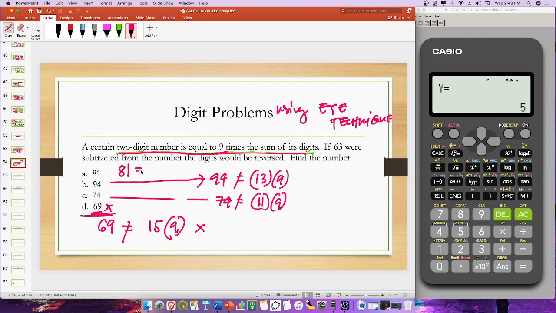Let's try the first number, 81. When the digits are added, that's 9, right? Multiply that by 9, that's 81. So that is the correct answer. See, you can easily solve the problem without doing mathematical analysis. Just use your I technique, and you need to know how to read. You need to know how to interpret these mathematical sentences. That is called interpretation of mathematical sentences, and then converting that to a mathematical equation.